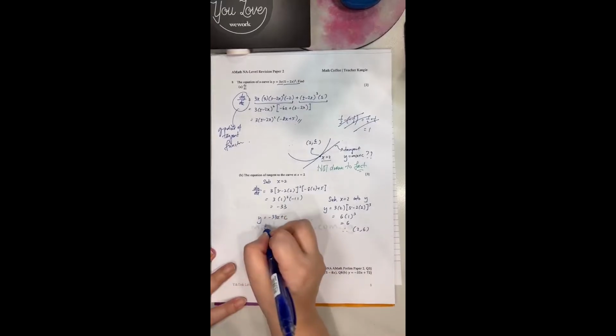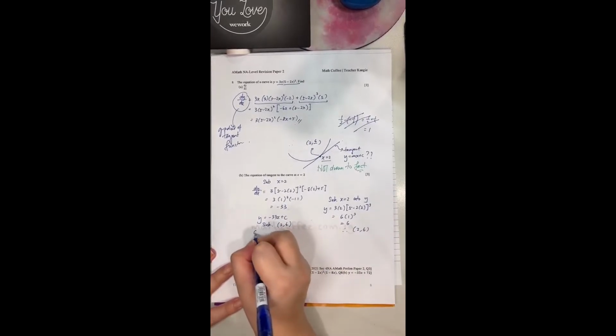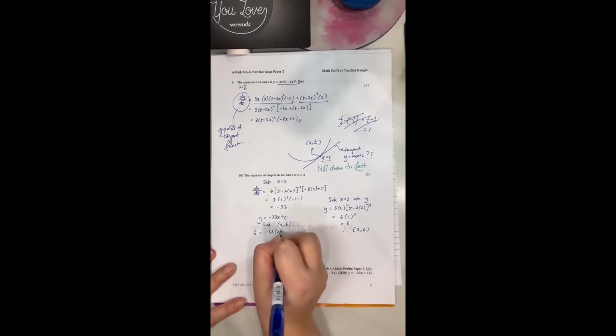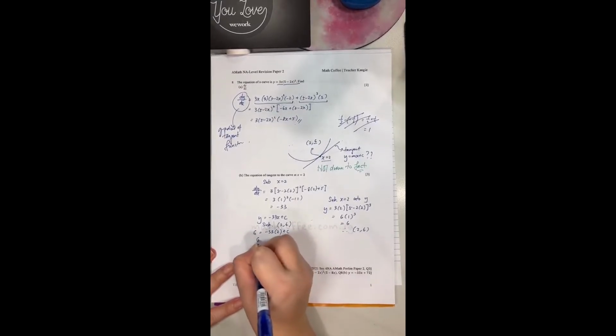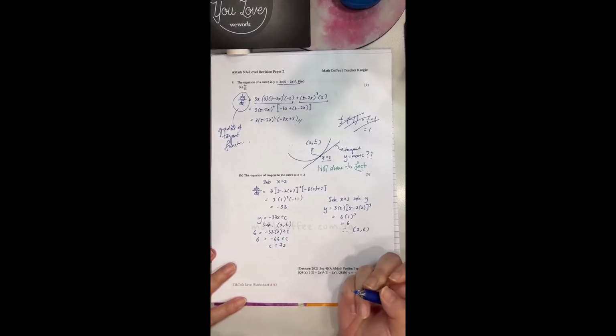Then now I can sub in (2, 6). So we have 6 equals minus 33 times 2 plus c. So 6 equals minus 66 plus c. c equals 72.